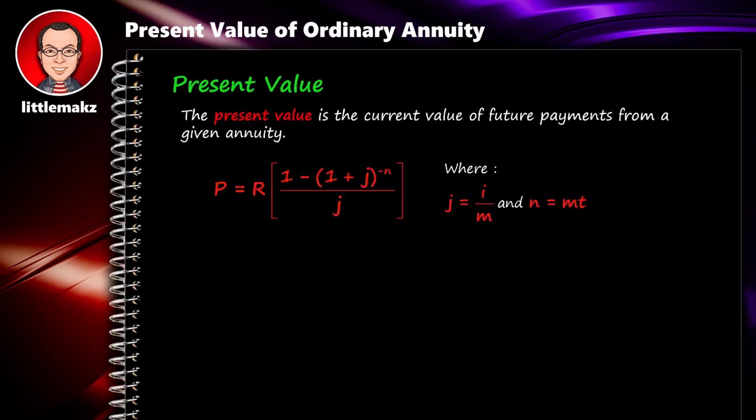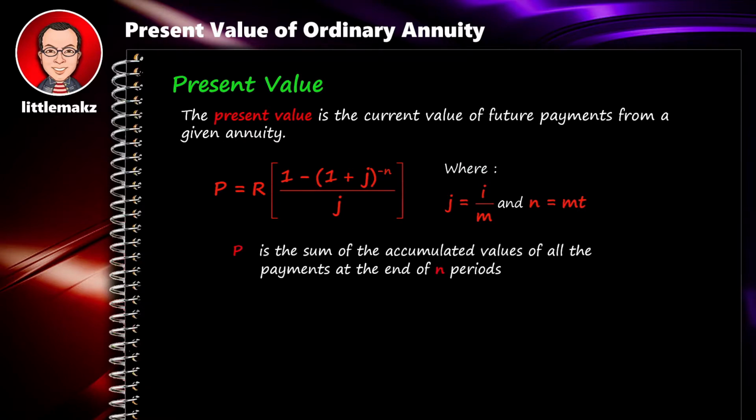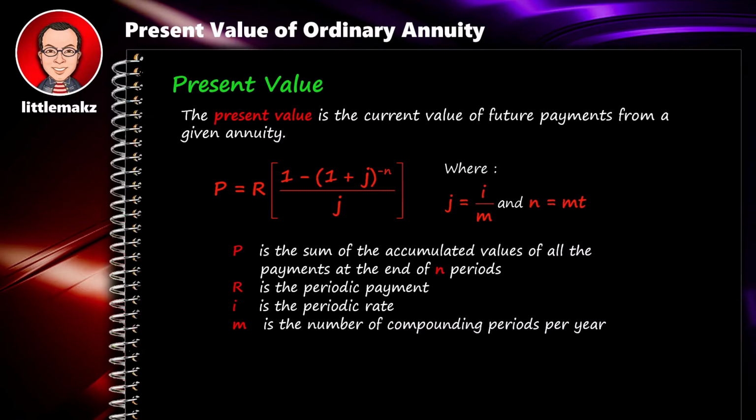So let's try to get into this formula. P is equal to R, the quantity 1 minus 1 plus J raised to the negative n power over J. Here, just like your future value, your J is also equal to I over M, and your N is M times T. P is the sum of all the accumulated values, or that's going to be our present value. R is the periodic payment, I is the periodic rate, and M is the number of compounding periods per year, while T is the number of years.